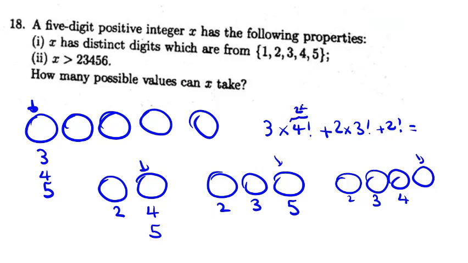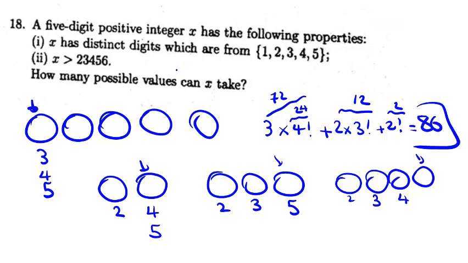4 factorial is 24. 3 times that is 72. 3 factorial is 6. 2 times 6, 12. 2 factorial is 2. 72 plus 12 is 84. 84 plus 2, 86. So the answer is equal to 86.